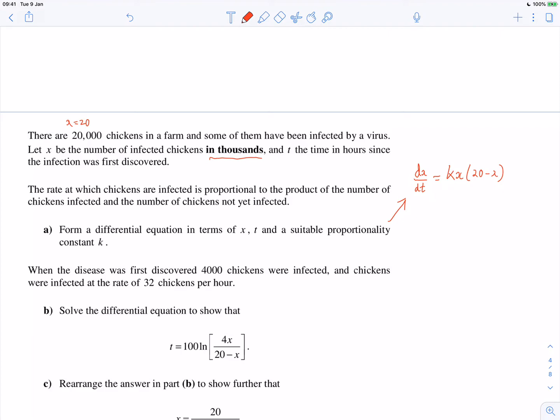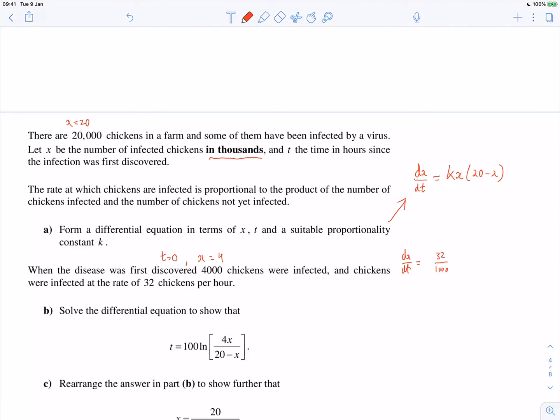Okay, when the disease was first discovered, 4,000 chickens were infected. So when t is 0, x, the amount of infected chickens in the thousands, was 4. And the chickens were infected at a rate of 32 chickens per hour. Ooh, so dx by dt is going to be what? Well, it's 32 over 1,000, right?